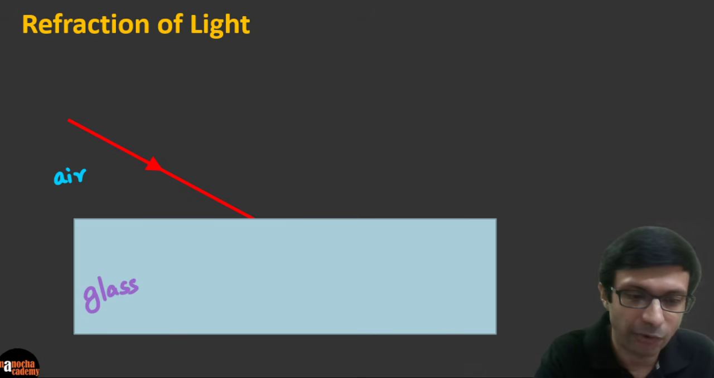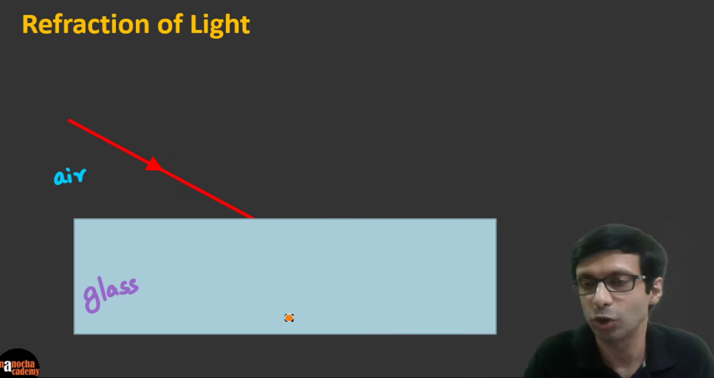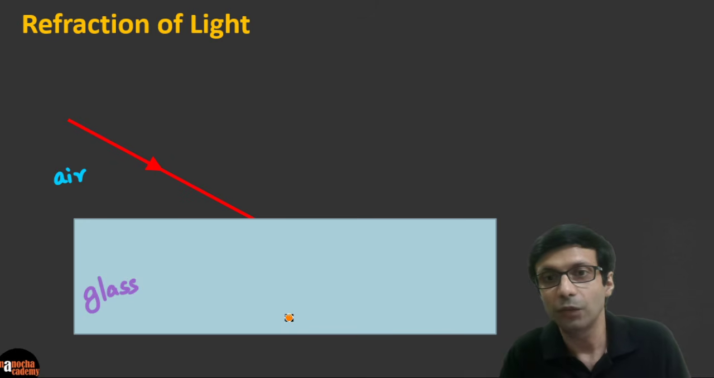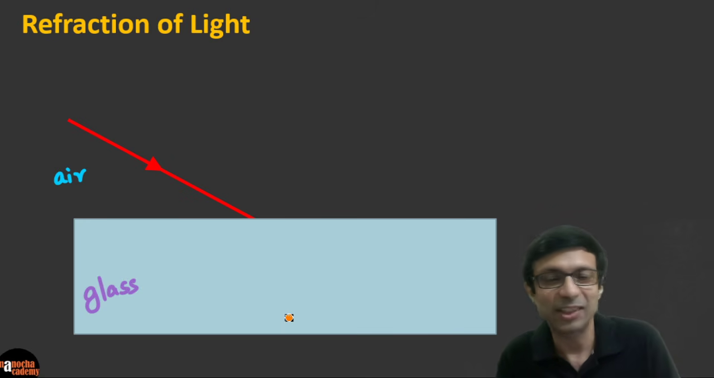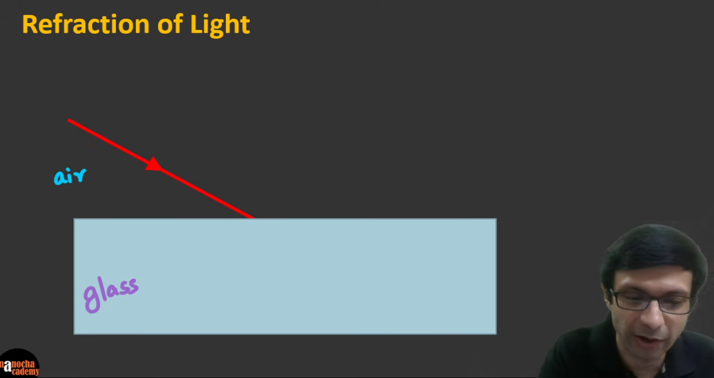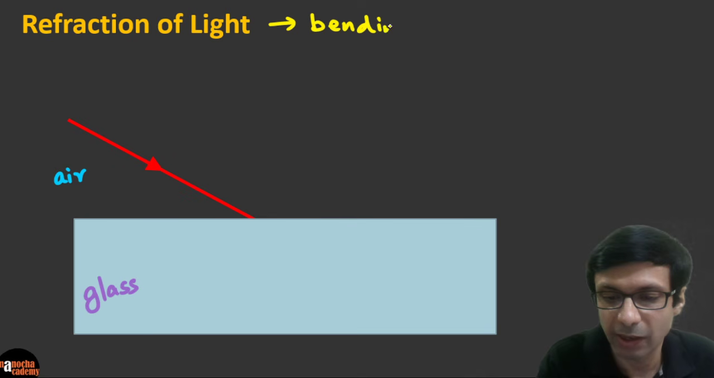This ray of red light over here, as you can see, is going from air and it wants to go into glass. And both of these materials, air and glass, are transparent. They let light pass through. And excellent, I see a lot of you are answering here. Here the light will bend. Very good. So refraction of light means the bending of light.